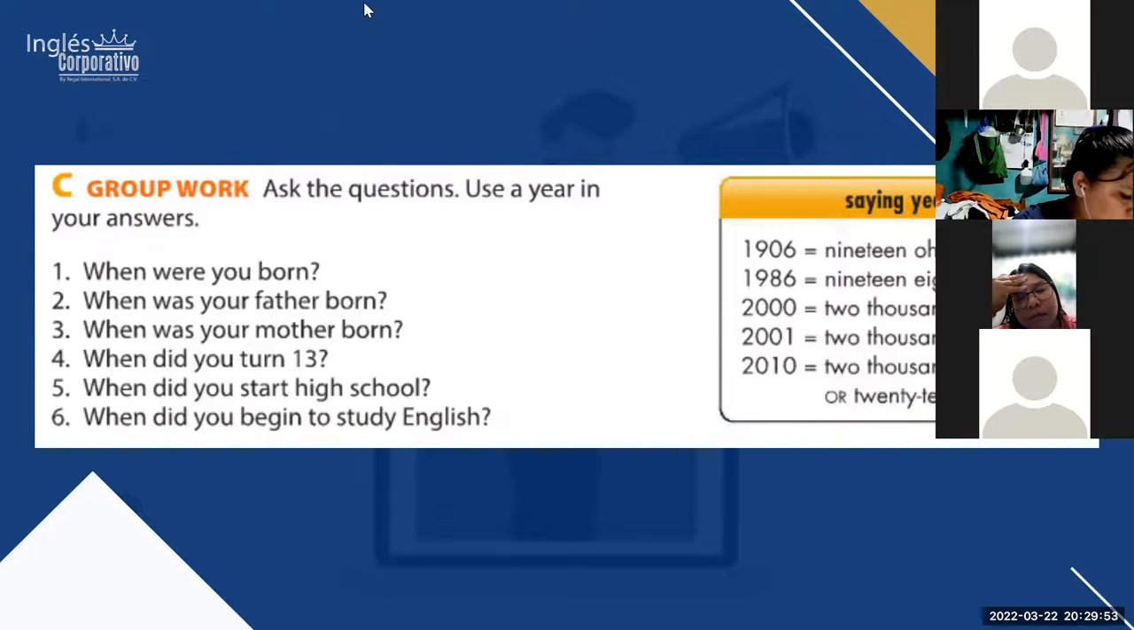Can you repeat the year, or maybe say it in Spanish and we will help you? 1965. So you can say nineteen sixty-five to make it easier. 1965. My mother was born in 1965. Excellent. All right, you can continue.